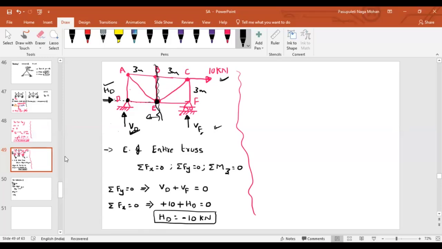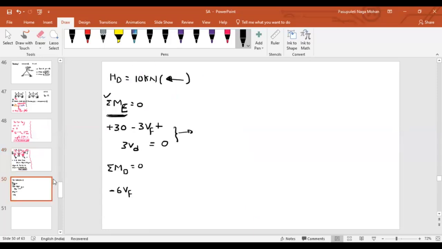Because of this 10 kilonewton, 10 into perpendicular distance 3, it will be clockwise moment. So plus 10 into 3 equal to 0. Now, this equation consists of how many unknowns? One. That means we can find out that unknown, isn't it? So that is the difference between these two.